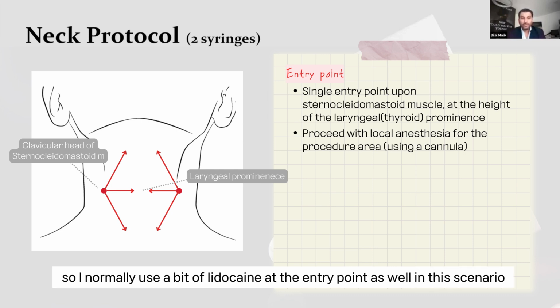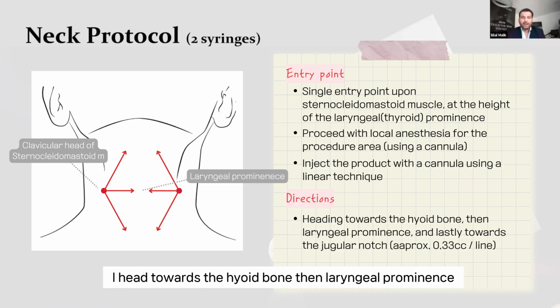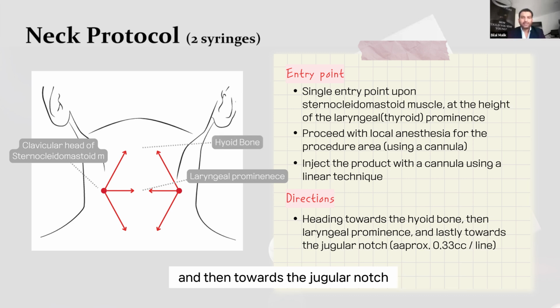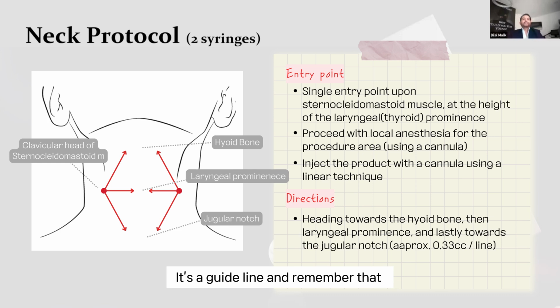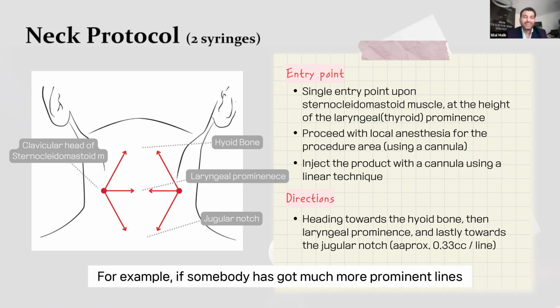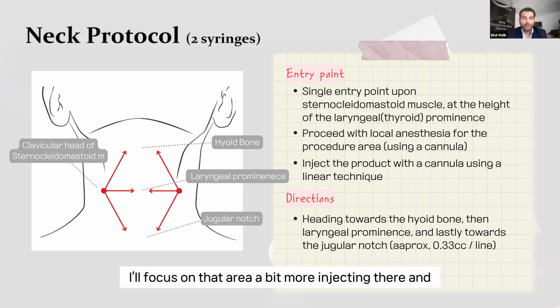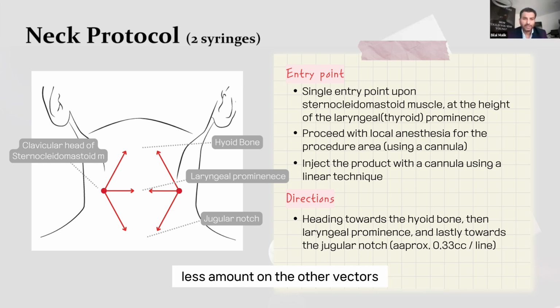So I normally use a bit of lidocaine at the entry point as well in this scenario, and then with the linear retrograde technique, I head towards the hyoid bone, then laryngeal prominence, and then towards the jugular notch. It's a guideline. And remember that you're not going to do anything wrong as long as you're not piercing through the structures underneath. So for example, if somebody has got much more prominent lines towards the mid of the neck, I will focus on that area a bit more, maybe inject a little bit more there and a bit lesser amount on the other vectors.